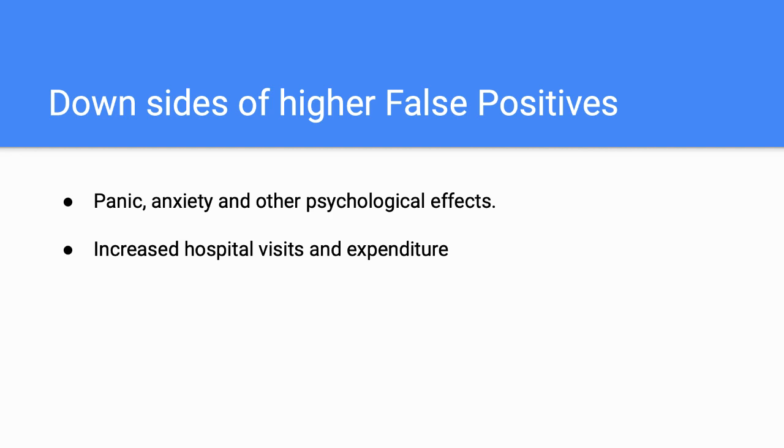Now, what are the downsides of having higher false positives? This might lead to panic, anxiety, and other psychological effects. Suppose in the initial stage we have lots of false positives, so the person might be admitted to a hospital, the hospital cost will increase, and the person might suffer from panic and anxiety. With COVID-19, many people are already suffering from anxiety. So it is very bad to have higher false positives.